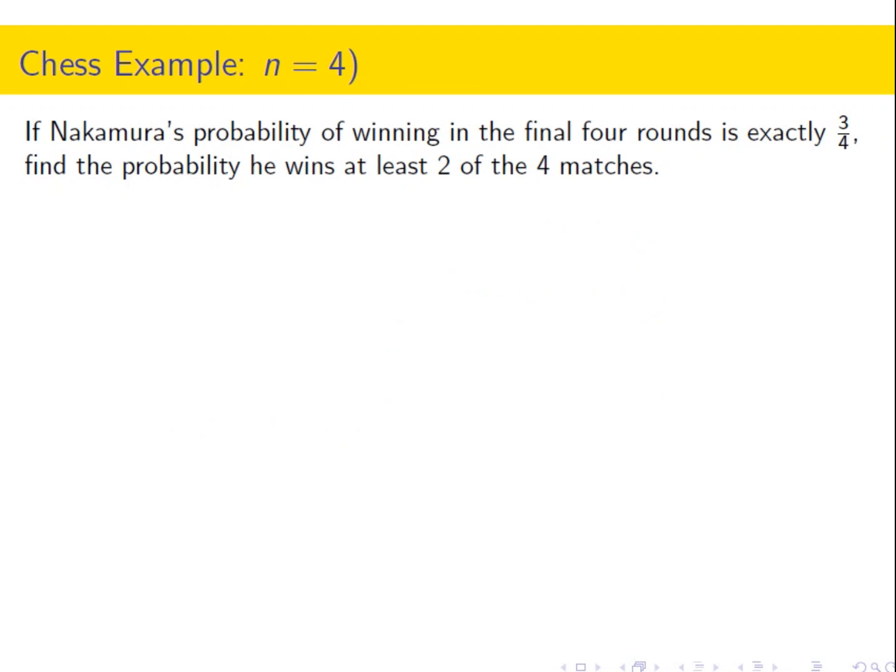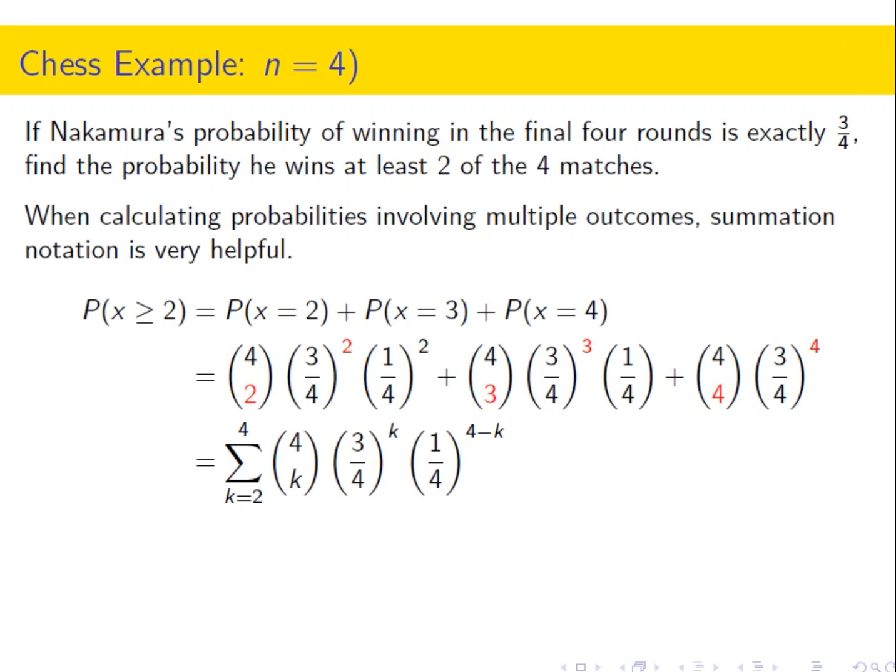So back to the chess example, if Nakamura's probability of winning in the final 4 rounds is exactly 3/4, find the probability that he wins at least 2 of the 4 matches. Like before, we're going to be able to sum up these terms because we're going to calculate the probability that Naka wins exactly 2, then the probability that Naka wins exactly 3, then the probability that Naka wins exactly 4.